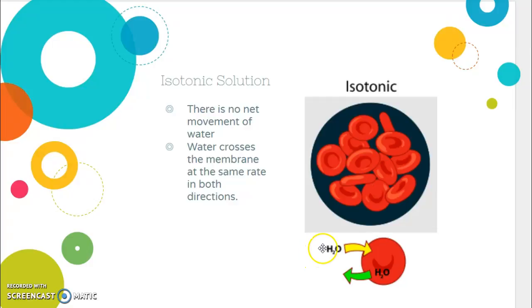In an isotonic solution, I just told you there's no net movement of water. Water crosses the cell membrane at about the same rate. So you can once again see in this picture that the cells are staying the same size. Water is going in and water is leaving.